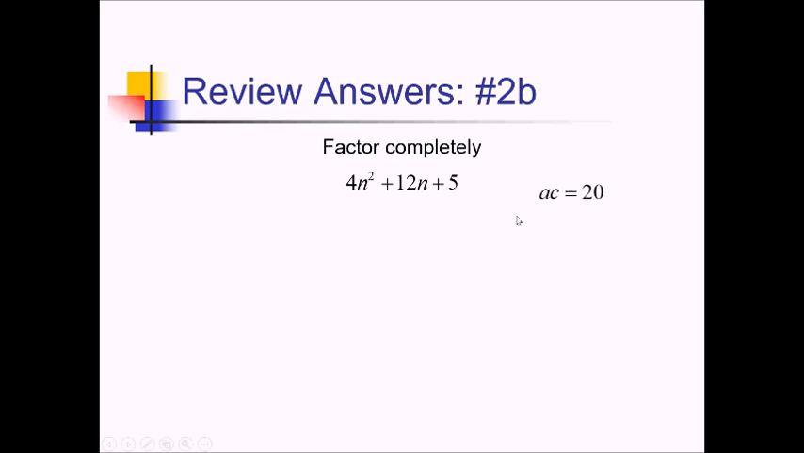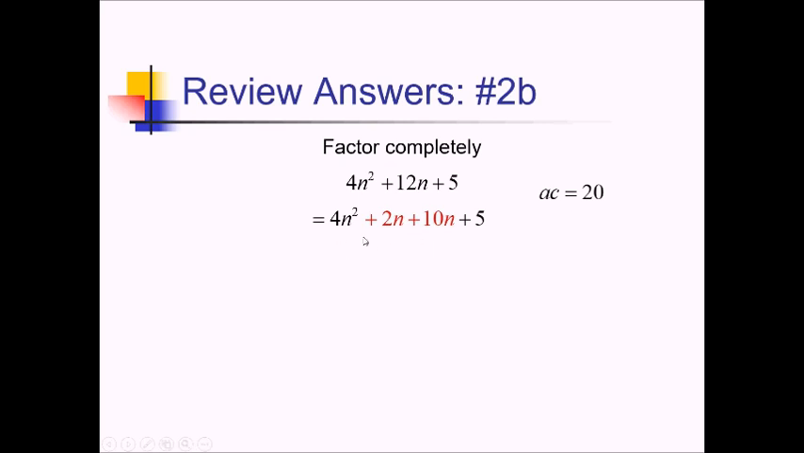So we've got our a times c, 4 times 5, giving us 20. And now we're looking for factors of that AC value of 20 that add up to 12, that middle coefficient. So that would be 2 and 10. 2 times 10 is 20. 2 plus 10 is 12. So we split that middle term up into 2n plus 10n. And now that we have 4 terms, we go ahead and factor by grouping.